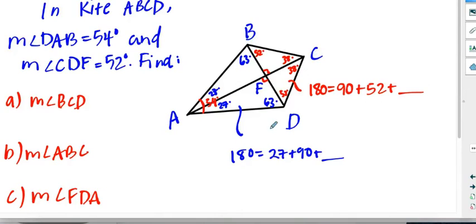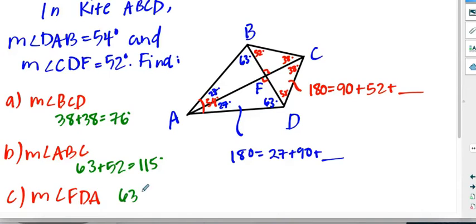B, C, D is this entire angle here. So that means it's going to be 38 plus 38, including both of these. So this is 76 degrees. A, B, C is going to be the 63 and 52, which is 115 degrees. And then F, D, A, we already found, that's 63 degrees.